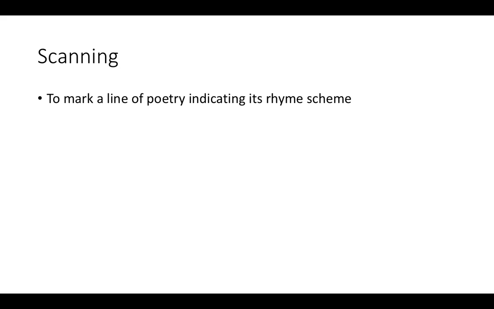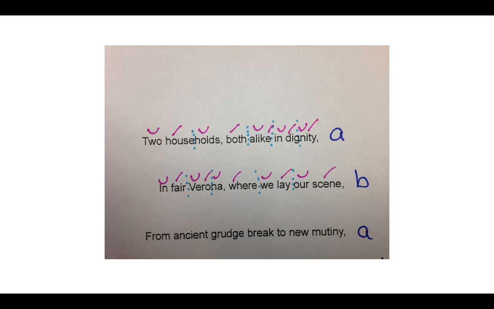So the final thing you want to do to your sonnet to turn it in for class, scanning, is marking a line of poetry to show its rhythm. Well, that should say rhythm, and I made a typo. I'm tired, but I hope this helps. And it starts to look like this. 2 households, both alike in dignity, can be broken into 10 syllables total.